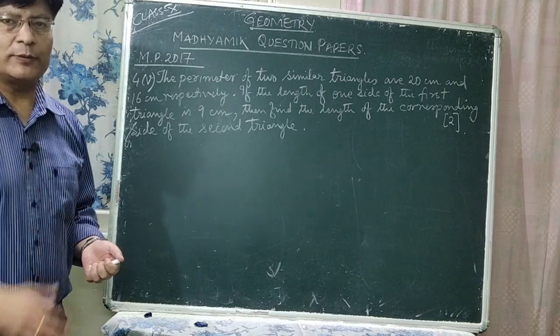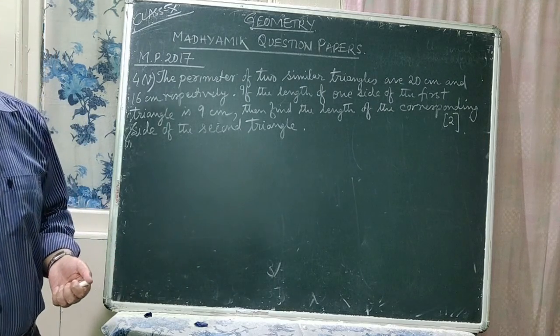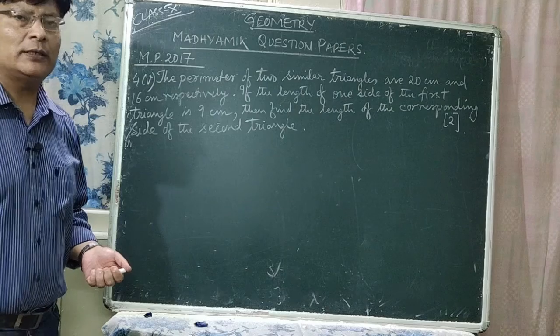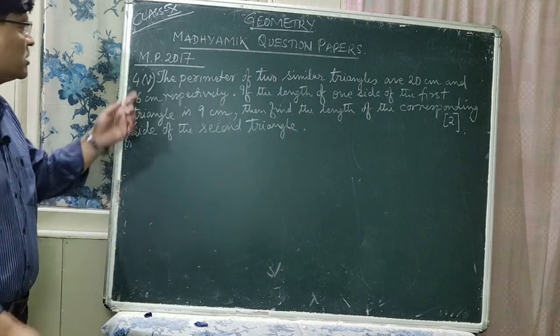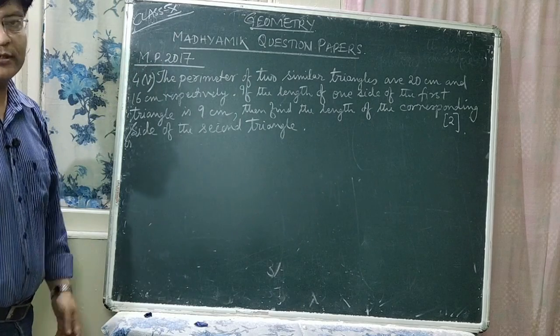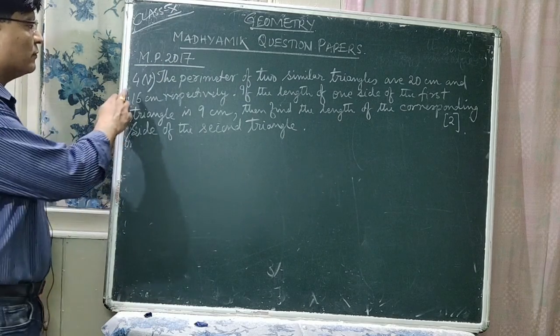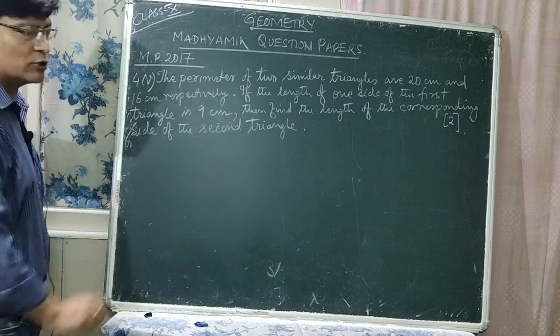Class 10 geometry portion. In the last online class also we did geometry. So today we'll do from Madhyamik Question Papers. This is from Madhyamik Pariksha 2017, question number 4, number 5. It carries 2 marks.